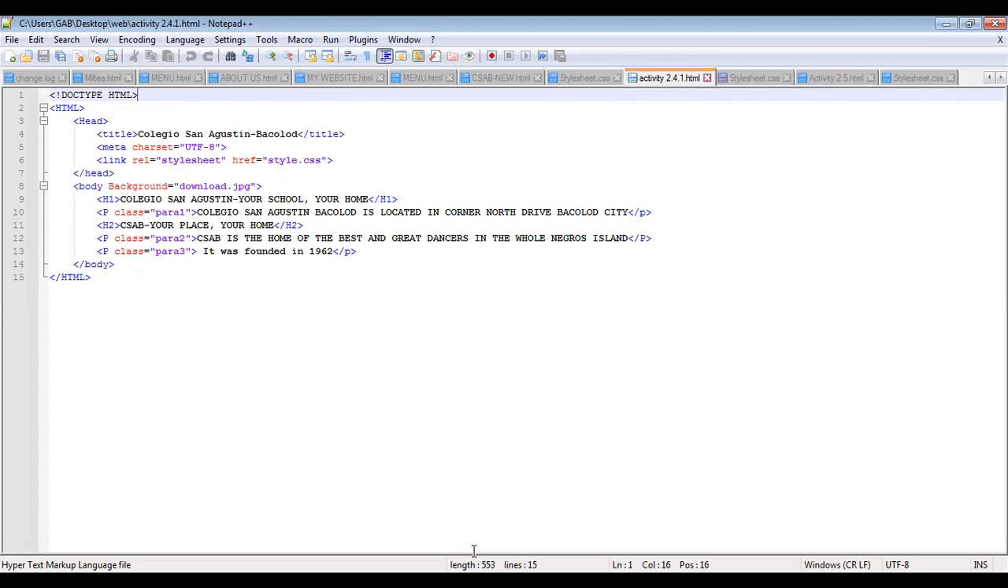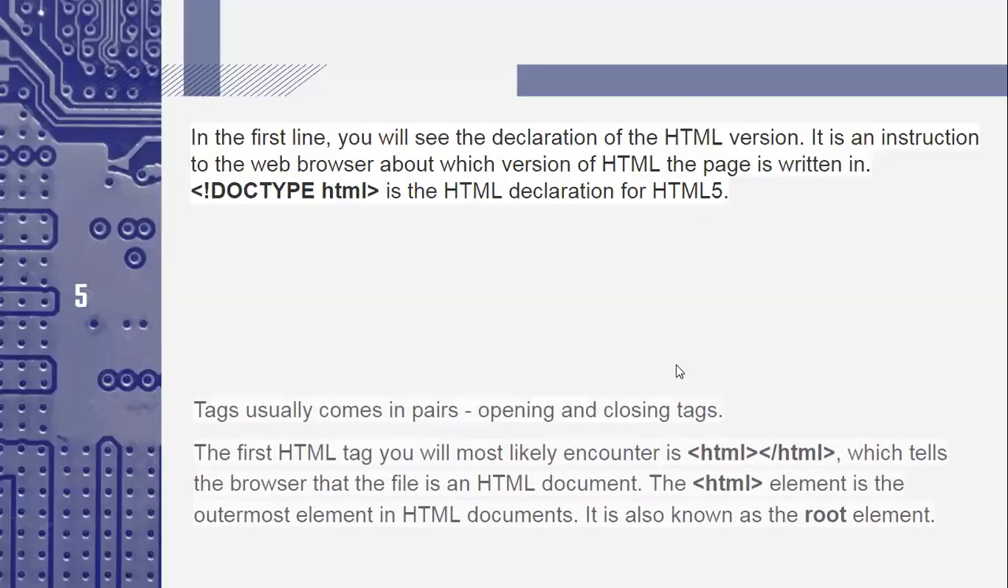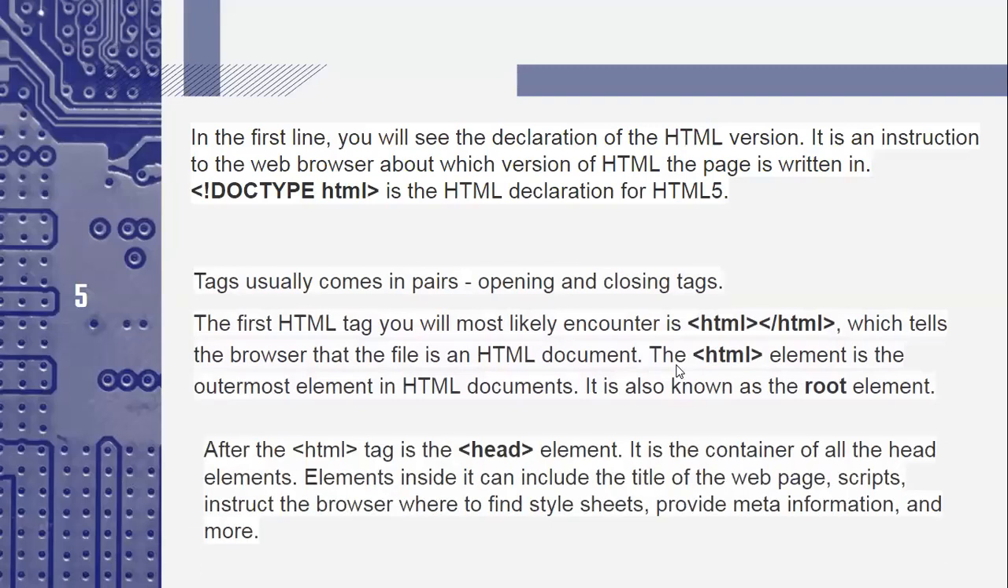After the doctype HTML, we have the HTML tag. But before anything else, always remember, Grade 8, the tags usually come in pairs. We have the opening and the closing tags, just like, for example, the HTML here.